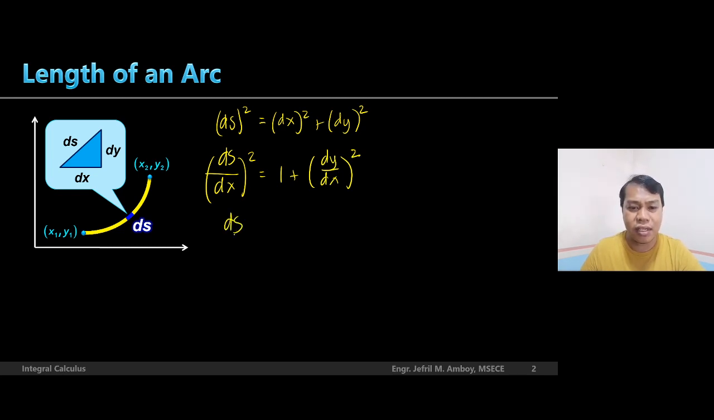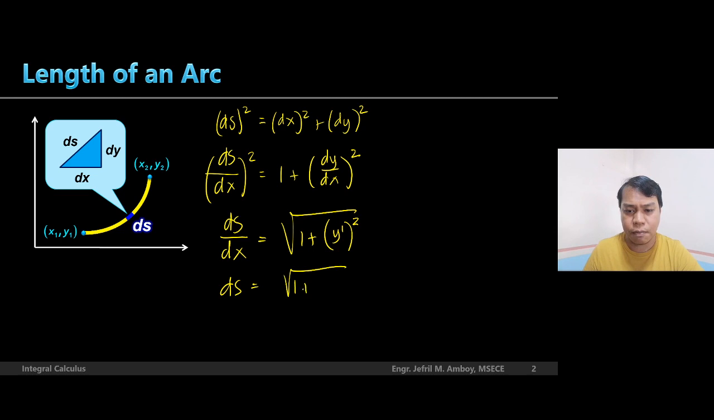Para ang matira sa left is just ds over dx. Tapos dito magkakaroon ng square root 1 plus. This dy over dx can simply be written as y prime, right? Y squared. So, we now have y prime. Now, to get ds, I can multiply both sides by dx. No? And now, I have ds. Okay? ds is now equal to the square root of 1 plus y prime squared and then dx.